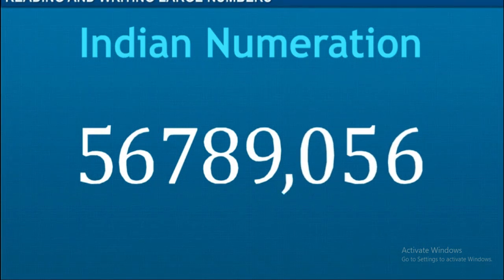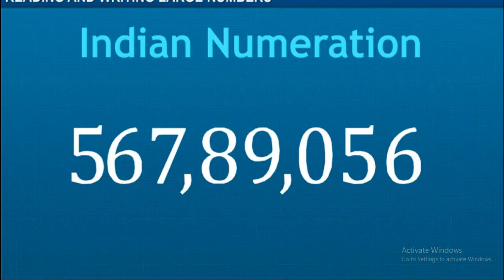This comma marks thousands. The second comma is placed after 10,000s place, that is, between the fifth and sixth digit from the right. This comma marks a lakh. The third comma is placed after the 10 lakhs place, which is between the seventh and the eighth digit from the right. This comma marks a crore. These commas really make it easy to read long numbers.